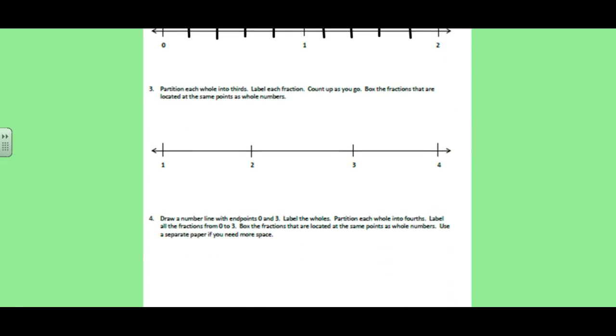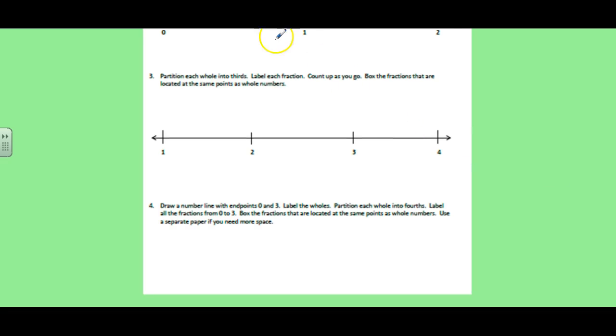Okay, number 3 says partition each whole into thirds, so now our number line between each whole number is going to have 3 equal parts. And since we are partitioning these into 3 equal parts, I know that my fractions are going to have a denominator of 3. It also says that you need to box in above each whole number so we know what fraction is equal to each whole number. And go ahead and, if you haven't already done that, finish filling in the fractions on your number line.